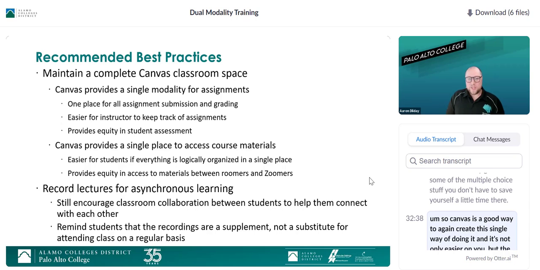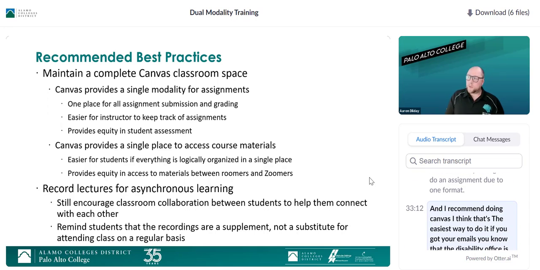And it's not only easier on you, but at the end of the day, it's good for the students. Let's be honest here. This creates equity in the assignment. If you have some students taking it online, some students in person, those are two different experiences, and the assessment will not actually be equitable. So to keep it fair for everybody, and to make your lives easier, I definitely recommend, if you're going to do an assignment, do it in one format. And I recommend doing Canvas because I think that's the easiest way to do it.